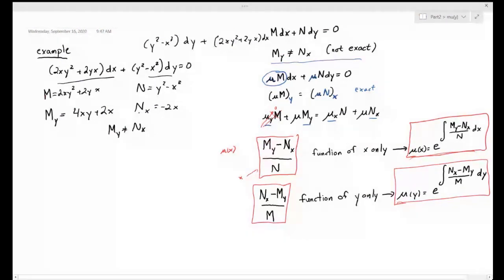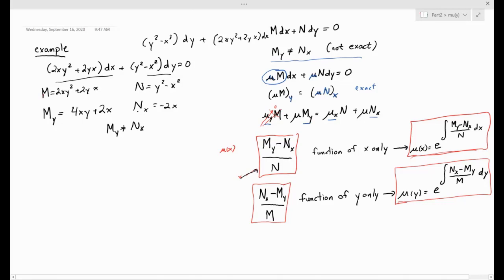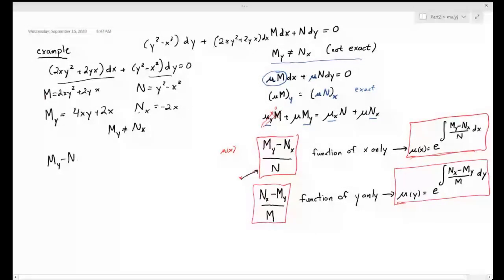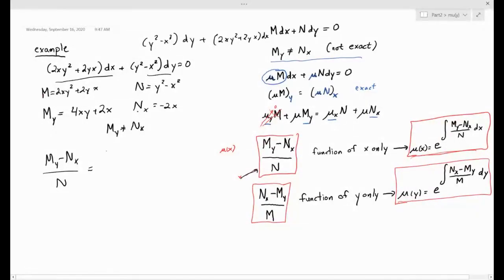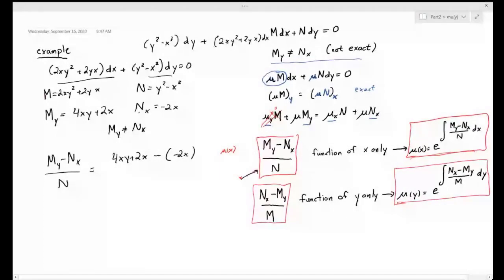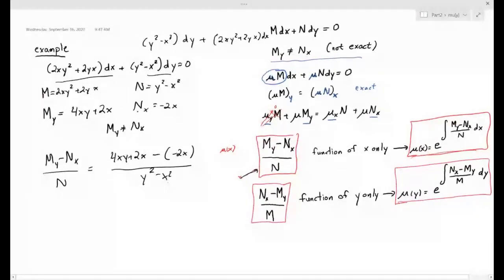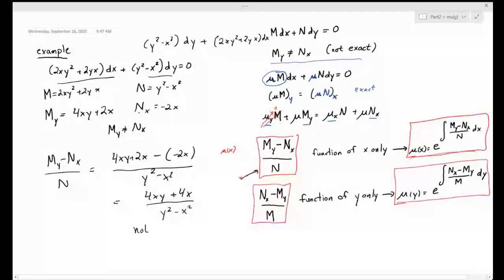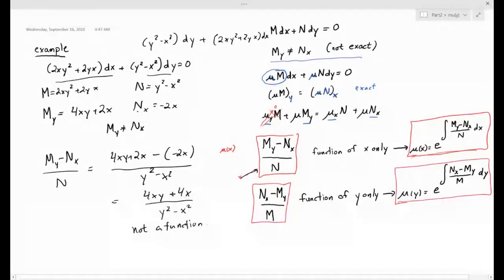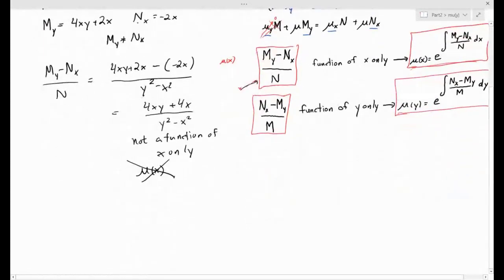So let's look at these tests here, right? Partial of m with respect to y, minus partial of n with respect to x, divide by n. This doesn't look promising at all. That doesn't look like it would become a function of x or a function of y only. I can factor stuff in the numerator, but yeah, it wouldn't work, right? So this is not a function of x only. Okay, so I won't be able to find an integrating factor that's just a function of x. So out the window, right? That's okay. I'll try the next case.